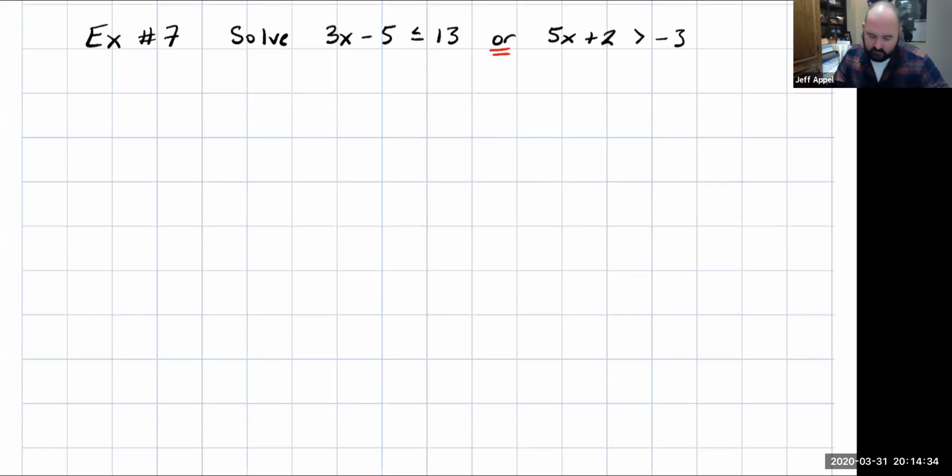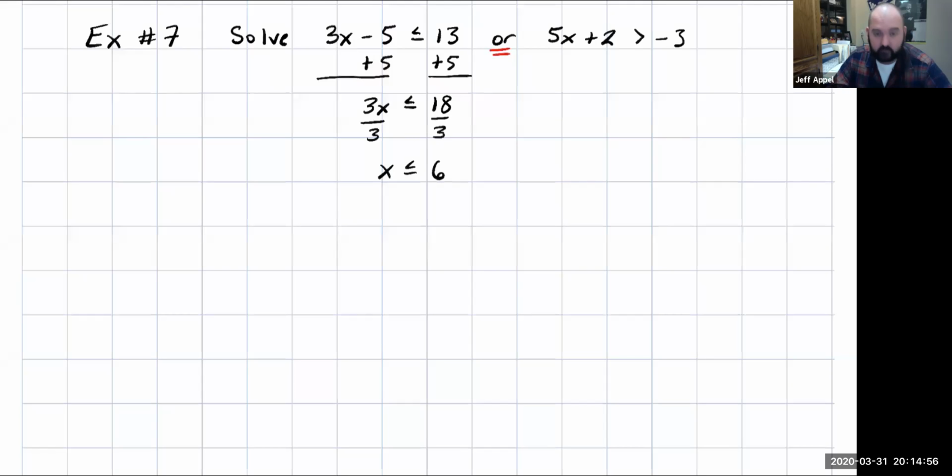Okay, so let's solve the inequality that is on the left. We'll start by adding 5 on both sides. We get 3x is less than or equal to 18. And then divide both sides by 3, and you get x less than or equal to 6. Okay, we've done enough of these now. I hope that you know to just leave that thing alone for right now. And let's go to the other side and solve our other inequality. So first step is to subtract 2 on both sides.